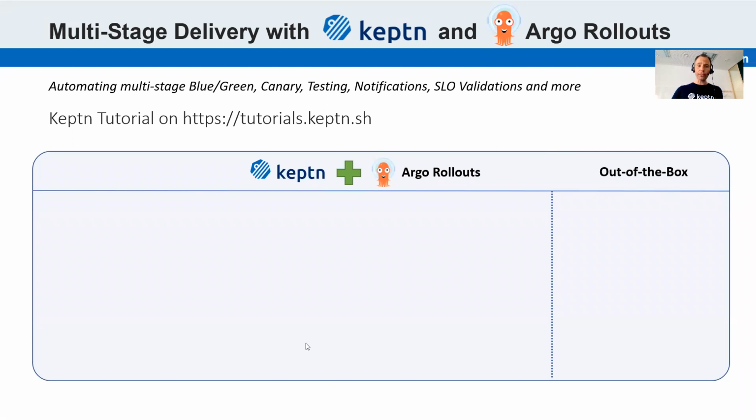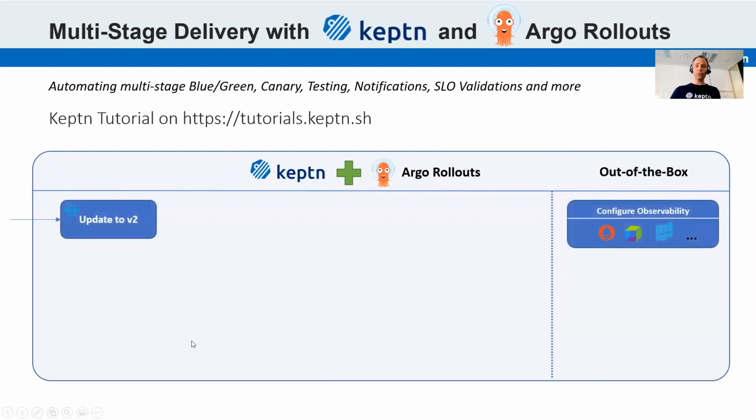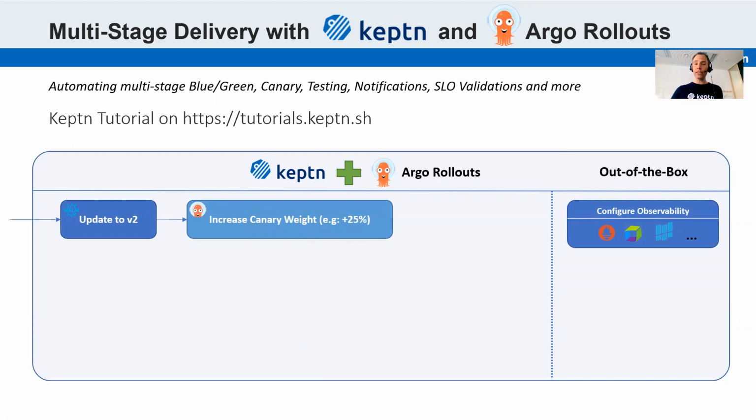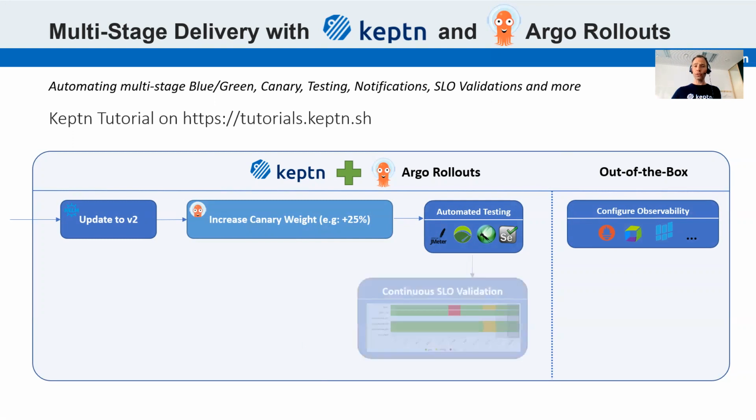So what the tutorial includes is a way to show you how Keptn and Argo Rollouts can be used to roll out new versions, then use the Canary capability as well as the blue-green capability. Keptn can then bring in automated testing with different testing tools, can also make sure that your observability is correctly configured, whether this is Prometheus or any other tool. We'll then do some advanced SLO validation continuously with every rollout.